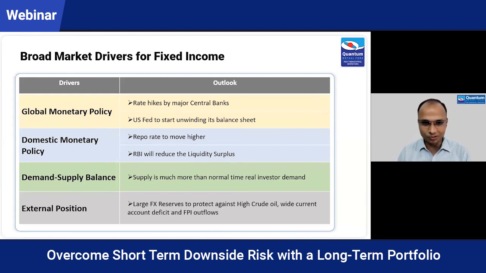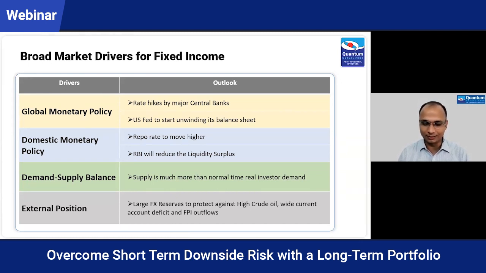On the domestic side also, we have seen RBI hiking out of turn on May 4th. So unscheduled monetary policy. And they also reduced the liquidity, the CRR hike. So when they hike the CRR rate, that means banks have to keep some extra money with the RBI, and that money will not be available for the market to invest or to lend. So even in the domestic market, we are seeing liquidity is now withdrawing.